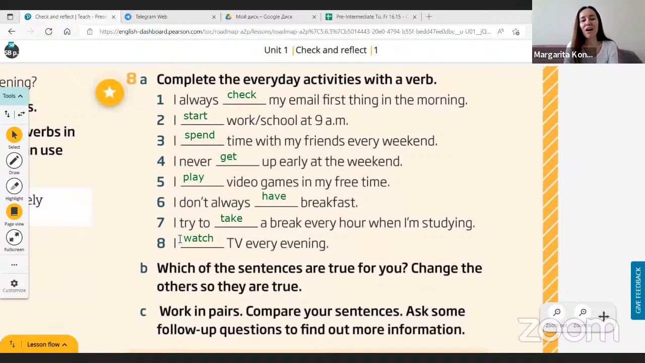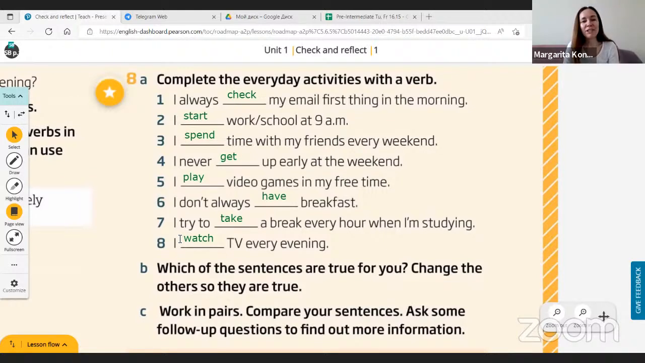Okay, good. I never get up early at the weekend. Well, of course, sometimes I get up early at the weekend, but not very often. I try to sleep longer at the weekend. And you? I usually get up early at the weekend. Larissa, and what time? 8 a.m. Yes. Okay, wow, that's really early.